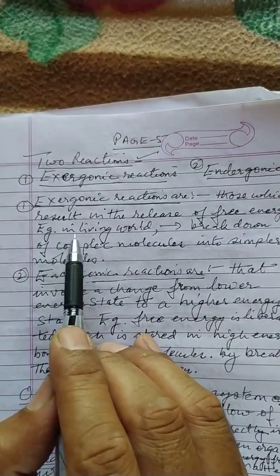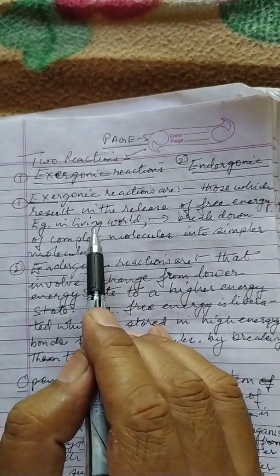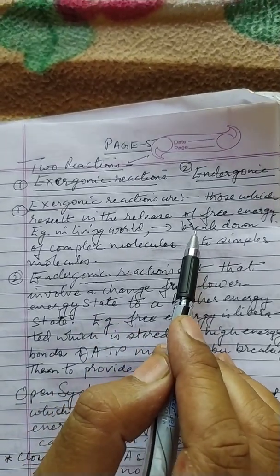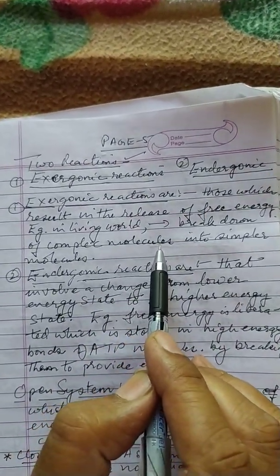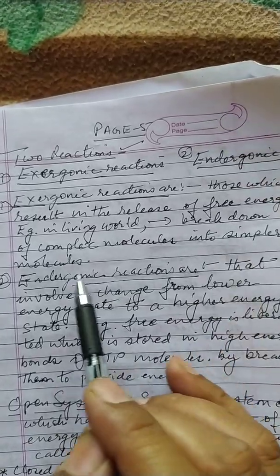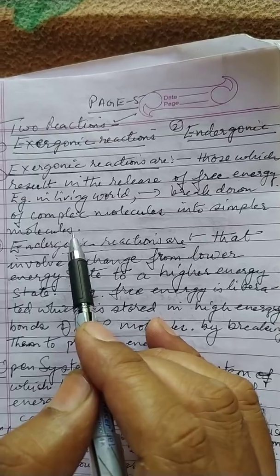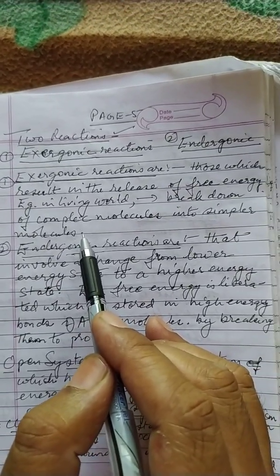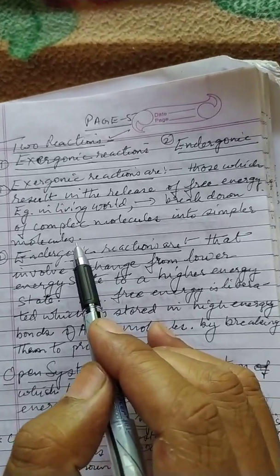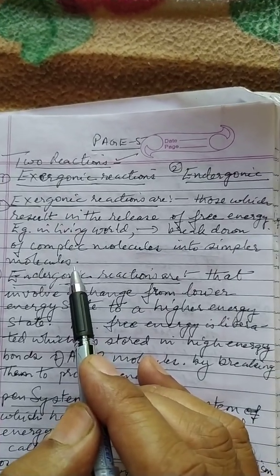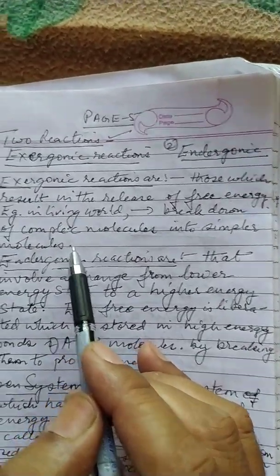We can see this example in the living world or in living organisms. There is breakdown of complex molecules into simpler molecules which can be utilized by our body, like starch is broken into sugars, or glucose, that can be easily digested by our body.